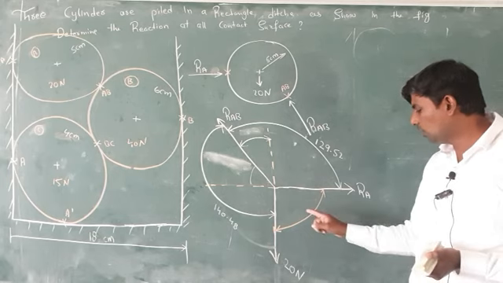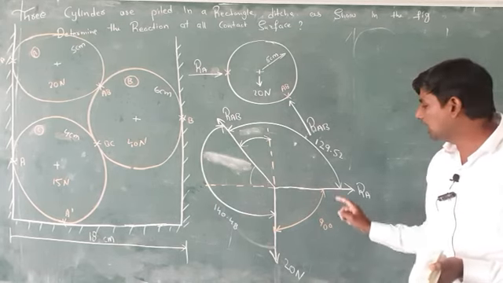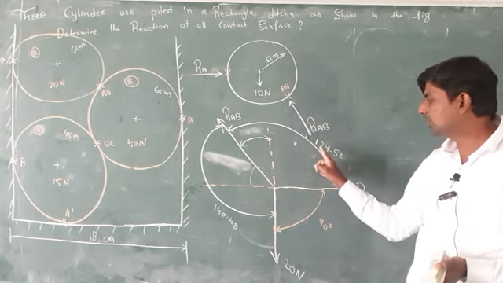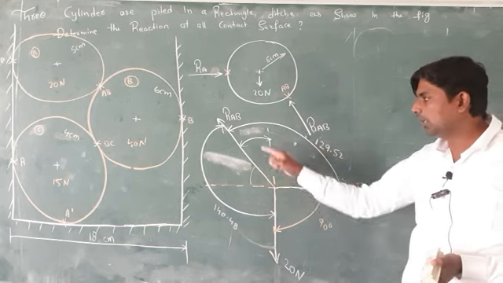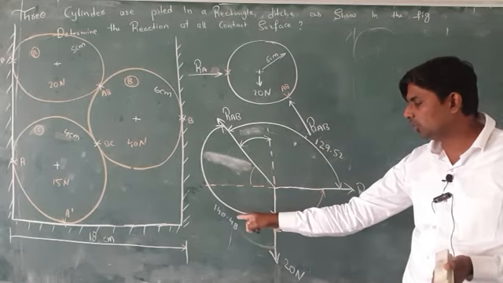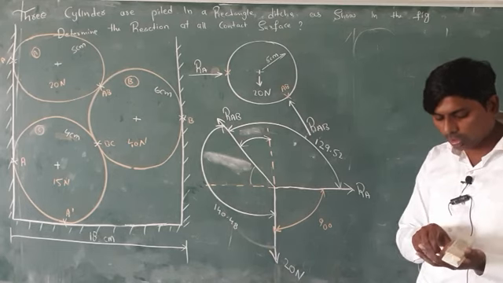And between these two, how much angle is there? 90 degree. Between these two, how much angle is there? 129.52. And between these two, how much angle is there? 140.48. So, how to apply Lamy's theorem?